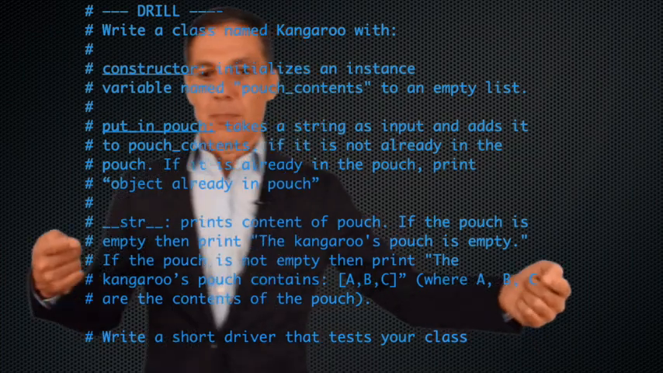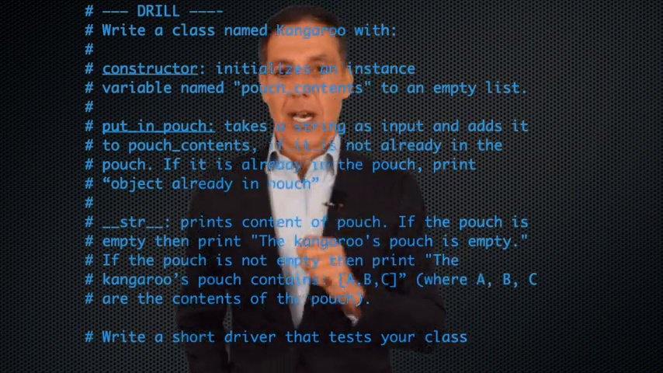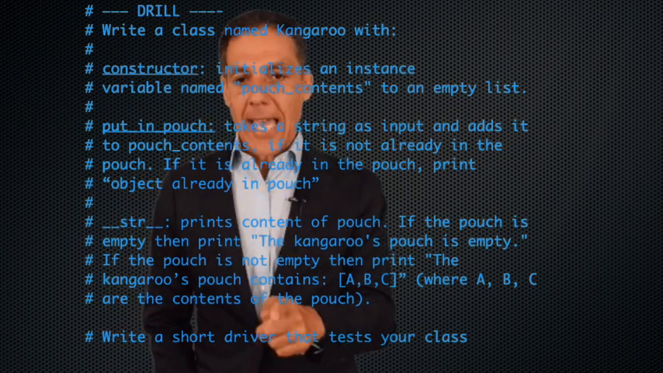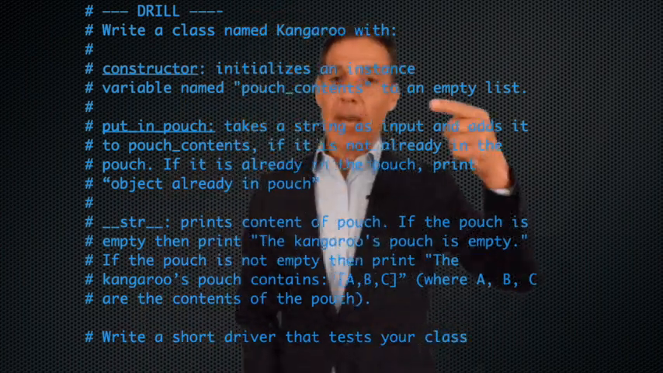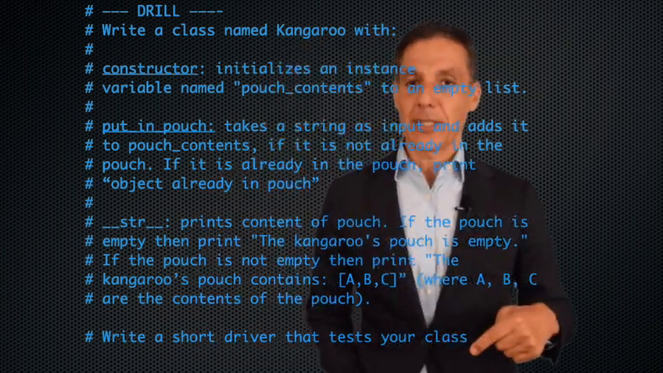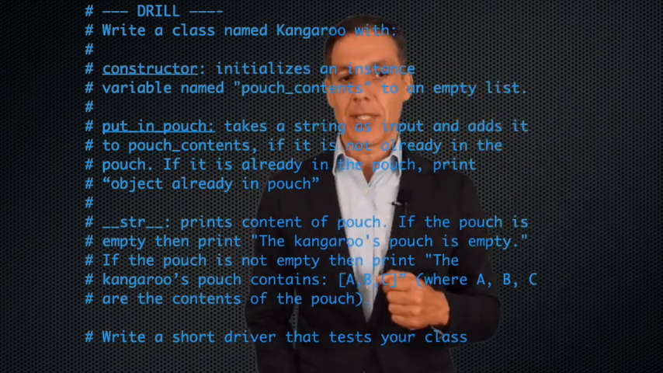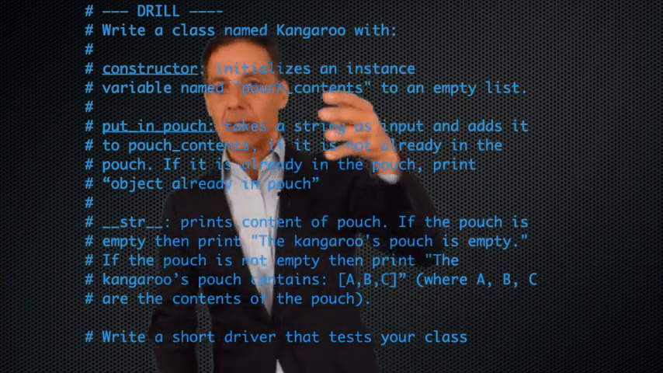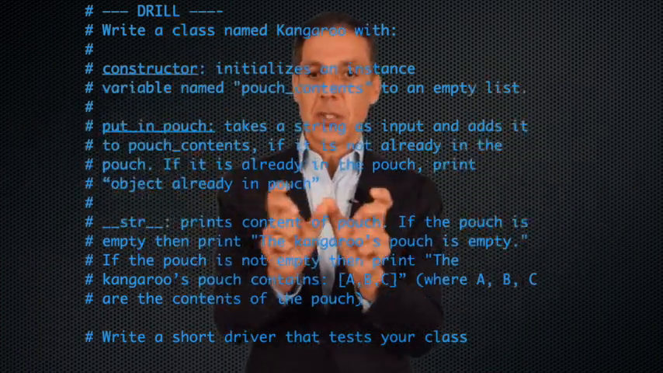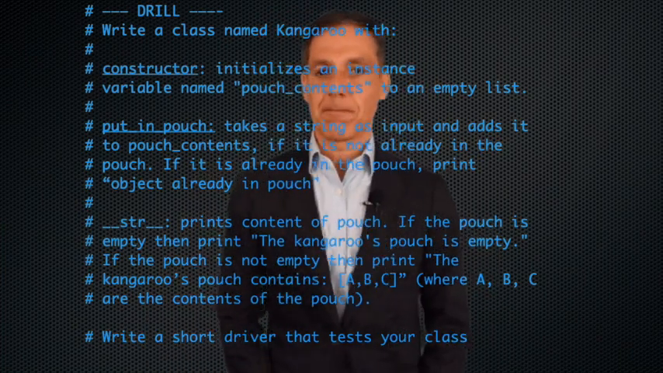The print function should print the kangaroo's pouch contains, and then print out everything that is in the list. Okay? Good. Again, as always, write a little driver. So create a pouch. Print its contents, add something, print its contents, add something in, make sure it got added, print its contents. Try to add something twice, make sure you get the message saying this is already in here. All right, take some time. Again, full-blown class, constructor, put_in_pouch, and a print function, and the data associated with this particular object is going to be a list that we will be adding to using the put_in_pouch. And when you come back, I'm going to show you my solution.